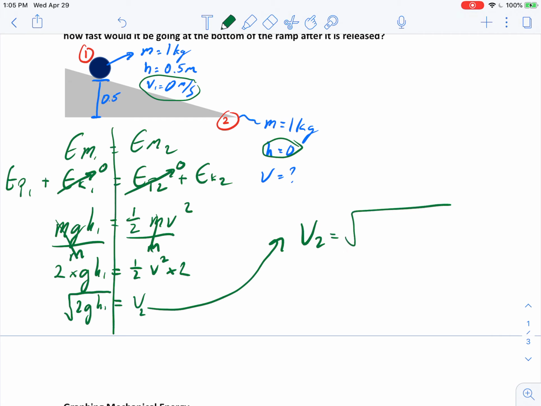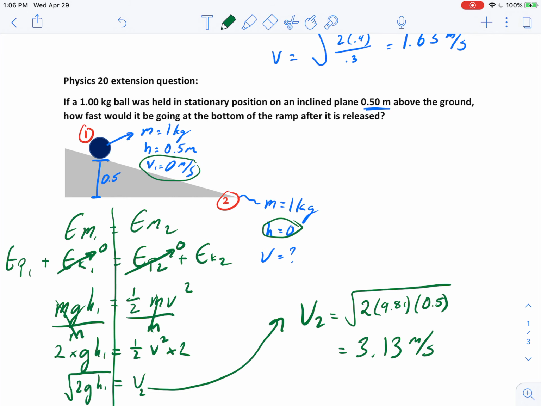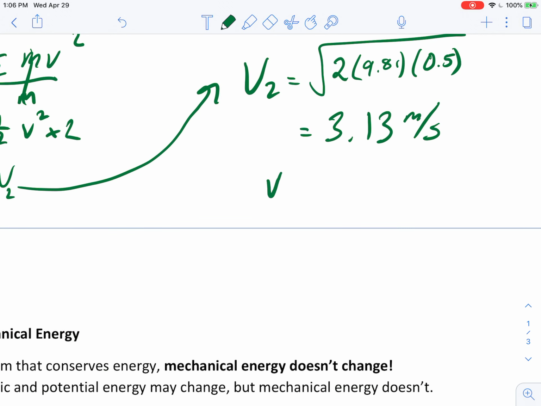is equal to the square root of 2 times 9.81 times that height of 0.5 meters. Plug that into your calculator, you're going to get 9.81 times 2 times 0.5 is, well, just 9.81, and the square root of 9.81 is 3.13 meters per second. And our significant digits call for 2 in the final answer, so v2 equals 3.1 meters per second. And that would be your final answer.